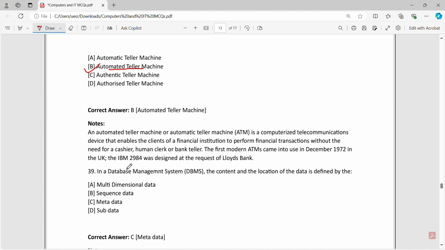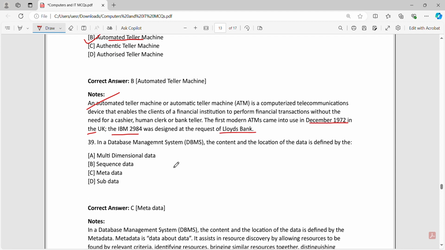B is the correct answer. So automated teller machine or automatic teller machine, ATM, is a computerized telecommunications device that enables the client of a financial institution to perform financial transactions without the need for a cashier, human clerk or bank teller. The first modern ATM came into use in December 1972 in the UK. The IBM 2984 was designed at the request of Lloyds Bank.